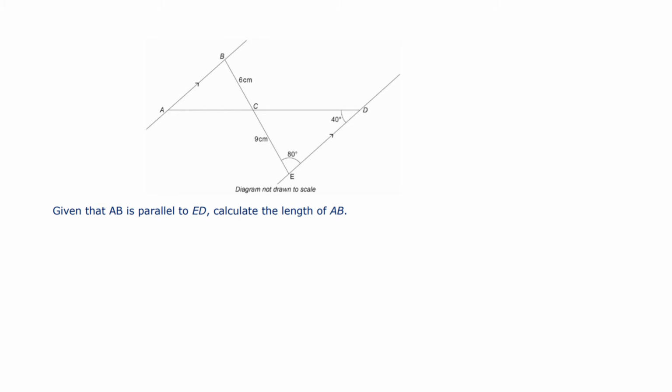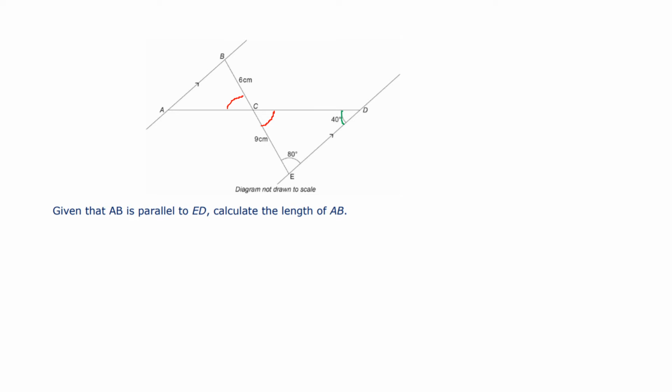So given that AB is parallel to ED, calculate the length of AB. So the first thing that we've actually got to do here is to show that these two triangles are similar. So we've got to show that ABC is similar to CDE. So if we have a look here, these two angles, ACB and ECD, are vertically opposite angles, so they will be equal.